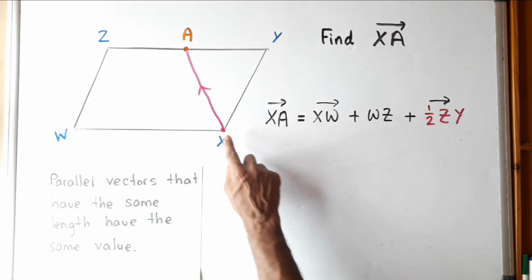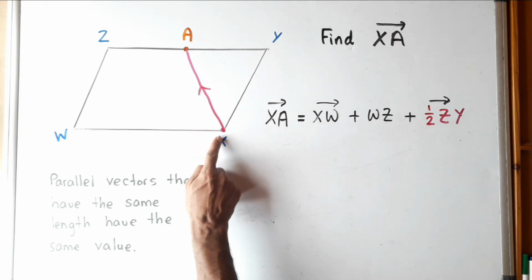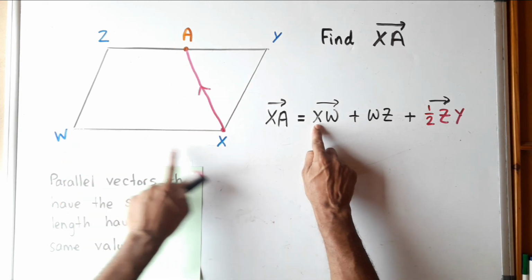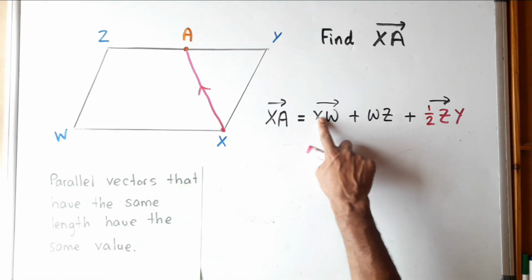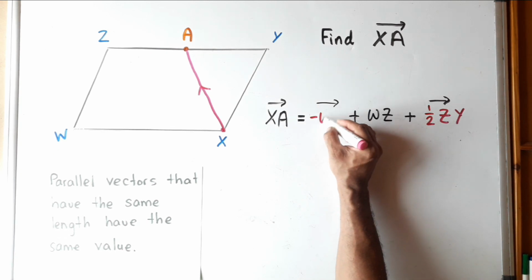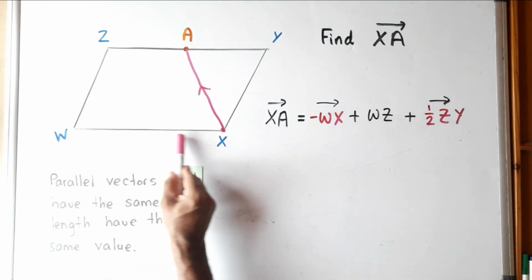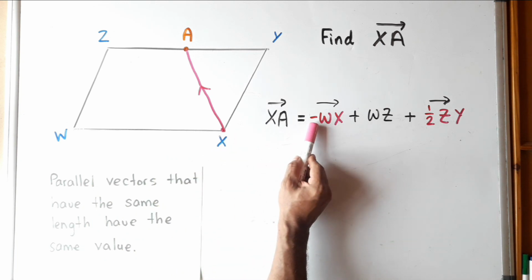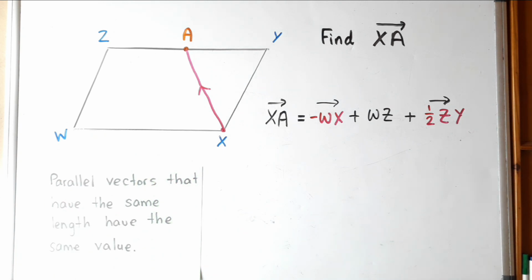You notice when we're going from X to A, the first part was from X to W. Look, I have it here. X to W. Here's another potential answer. I could erase XW and put minus WX, and it would still be correct. I know WX is this way, but I have a minus sign, which means I'm already indicating I'm going that way. It's just a difficult way of saying the same thing. But this answer is also correct.